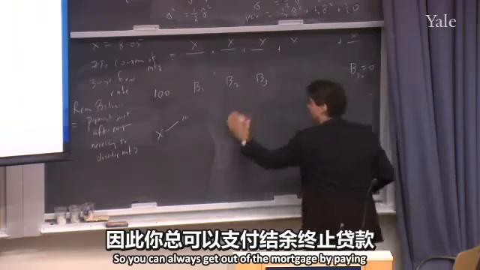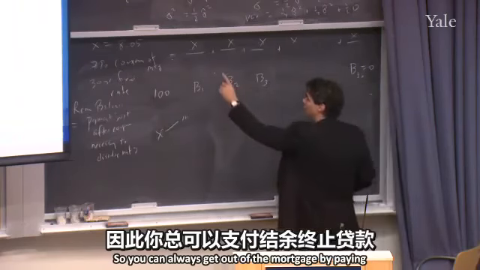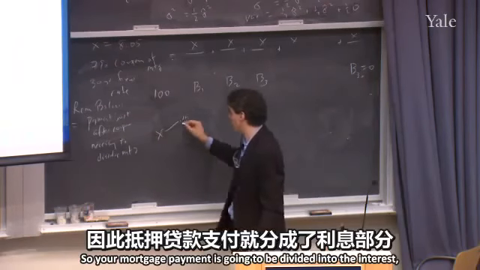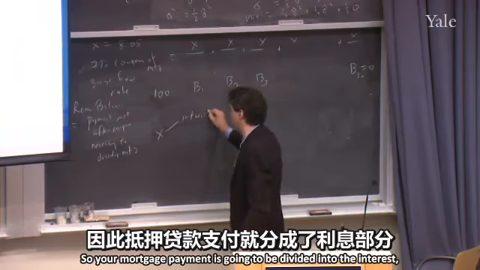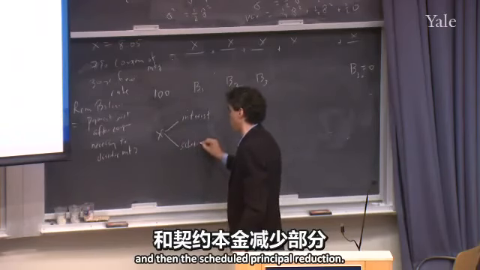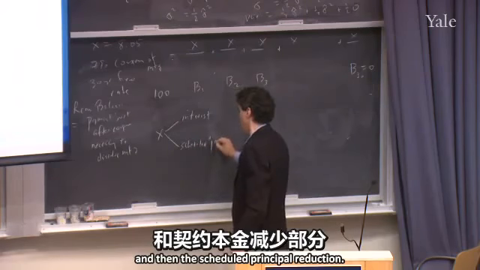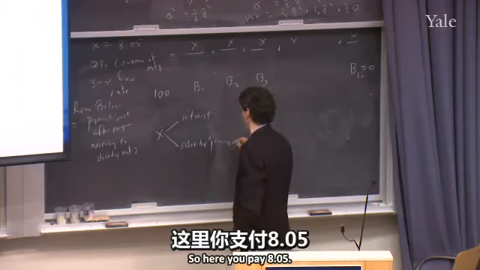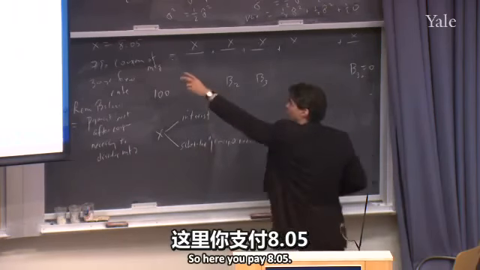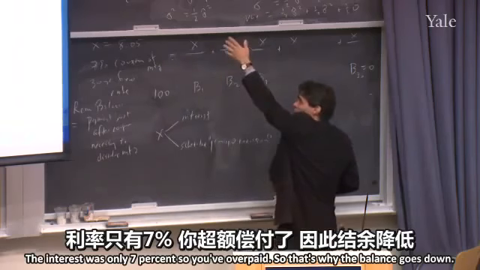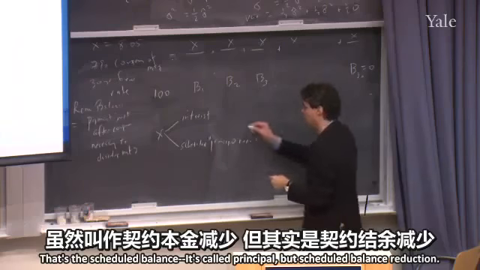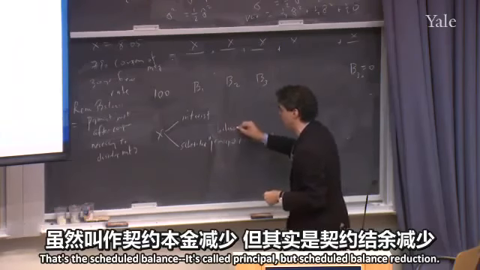Okay, so you can always get out of the mortgage by paying, after you make a coupon payment X, you can get out of it by paying B2. So your mortgage payment is going to be divided into the interest, okay, and then the scheduled principal reduction. Okay, so here you pay 8.05, the interest was only 7%, so you've overpaid, so that's why the balance goes down. That's the scheduled balance, it's called principal, but scheduled balance reduction.